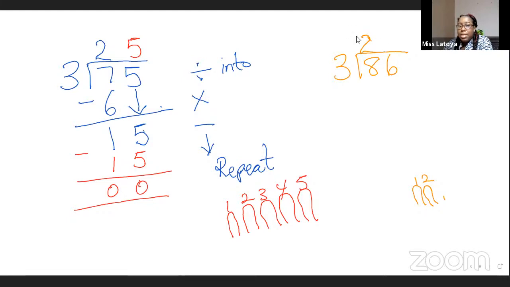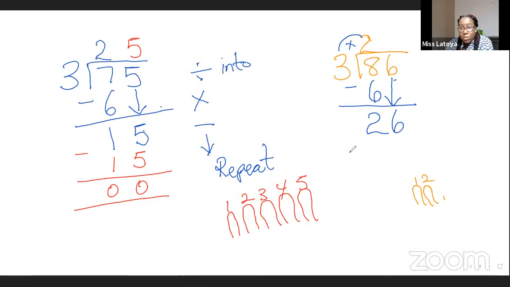After writing my number here, the next step is to multiply. 3 times 2 is 6. The next step is to subtract. 8 take away 6 is 2. What is the next step? The next step is to bring down the 6. Now, what do we have to say? 3 into 6? No. We have to say 3 into 26.